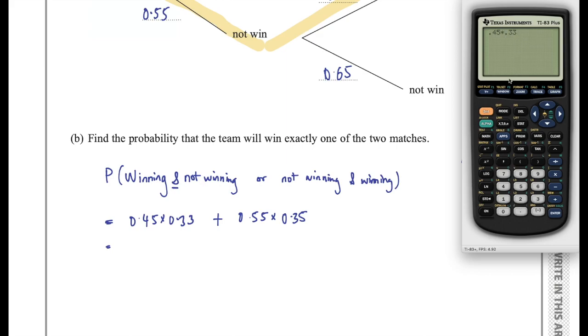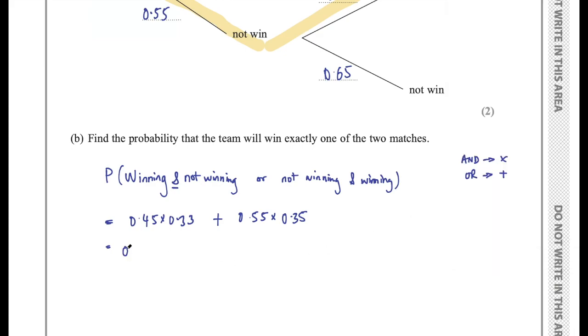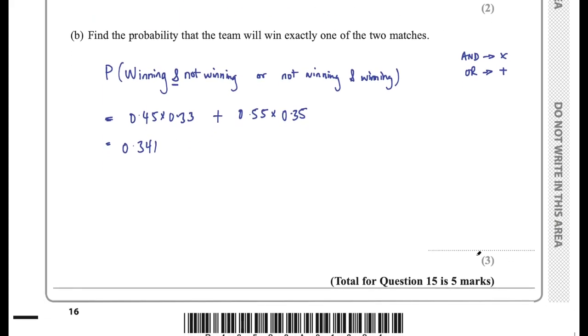So 0.45 times 0.33 plus 0.55 multiplied by 0.35, and I get 0.341, or 34.1%. Final answer 0.341. That was question 15 for 5 marks.